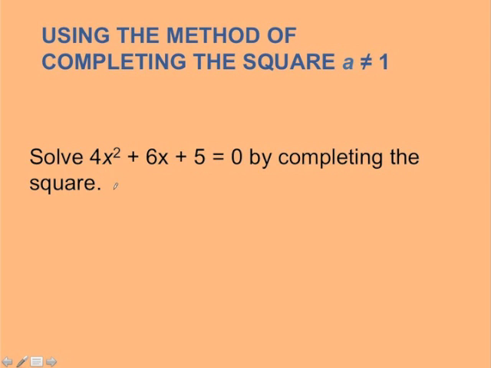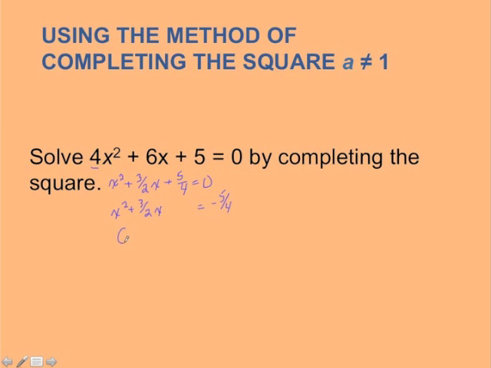We also want to solve this equation by completing the square. However, we'll notice we do not have a 1x², so the first thing we have to do is divide both sides by 4. So dividing by 4, I will get x² + 6/4, which is 3/2 x, + 5/4 = 0. Moving the constant term to the other side, I'll get x² + 3/2 x = -5/4.